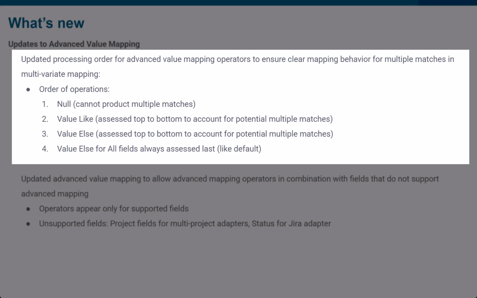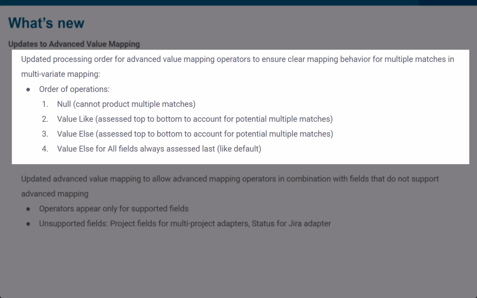Similarly, with value else, you could put value else in different fields in the mapping and therefore get multiple matches. And so after value like is assessed, the rows with value else are assessed. Again, top to bottom to account for those potential multiple matches.